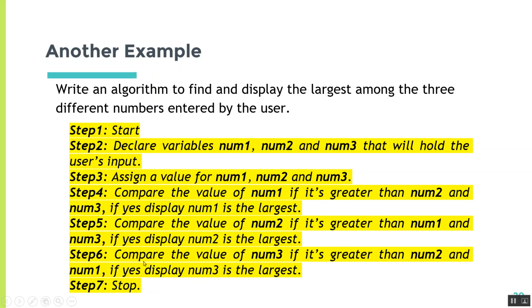Now, in step 6, we compare the value of num3 if it's greater than num2 and num1. If yes, display num3 is the largest. Since the value of num3 is 3 and the value of num2 is 2, num3 is greater than num2, so num2 is out. Num3 is greater than num1 since num1 is just 1, so num1 is out. That's why we will display num3 is the largest. After this, class, we have to stop the algorithm. Okay, so that's one solution for this algorithm.